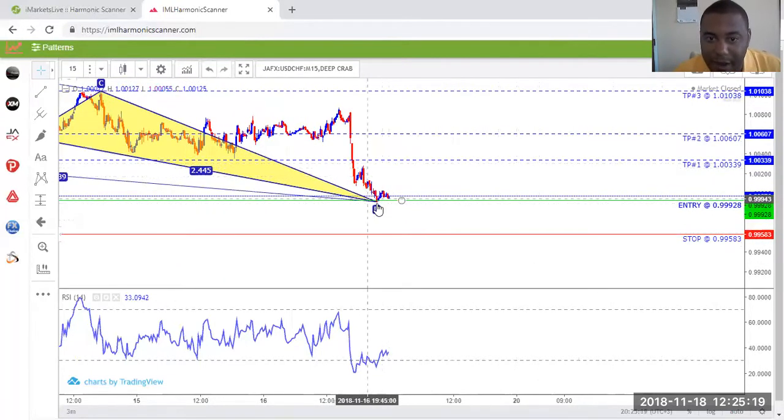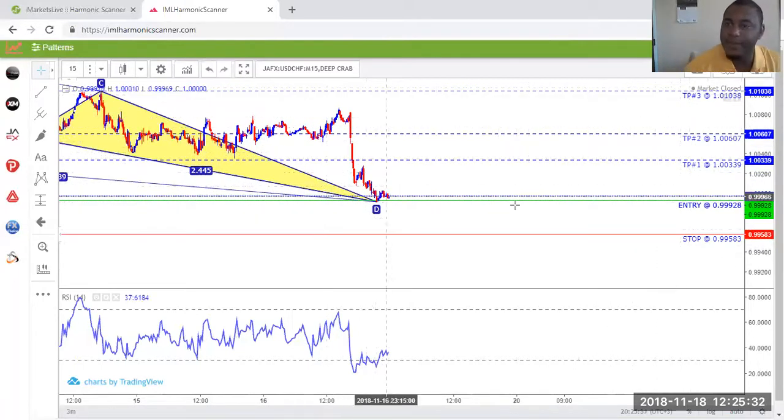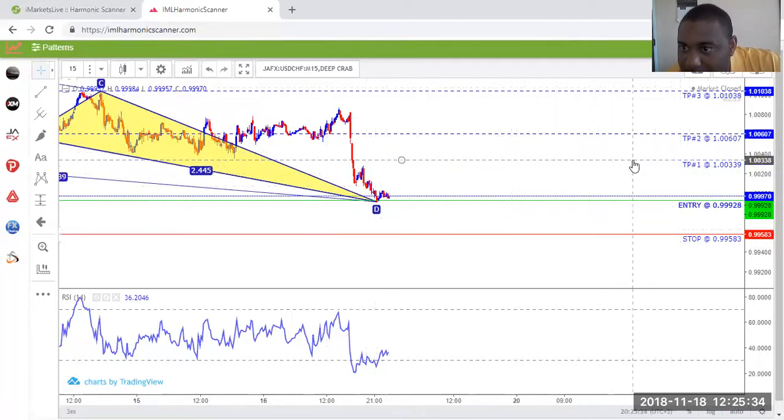So price did come down to entry, so we can actually enter this trade as a buy because our TPs are on top of our entry. If our TPs were below our entry, then we know we're in a sell. But because our TPs are up on top of the entry, we know it's a buy. So TP1 here, that's about 40 pips to TP1.